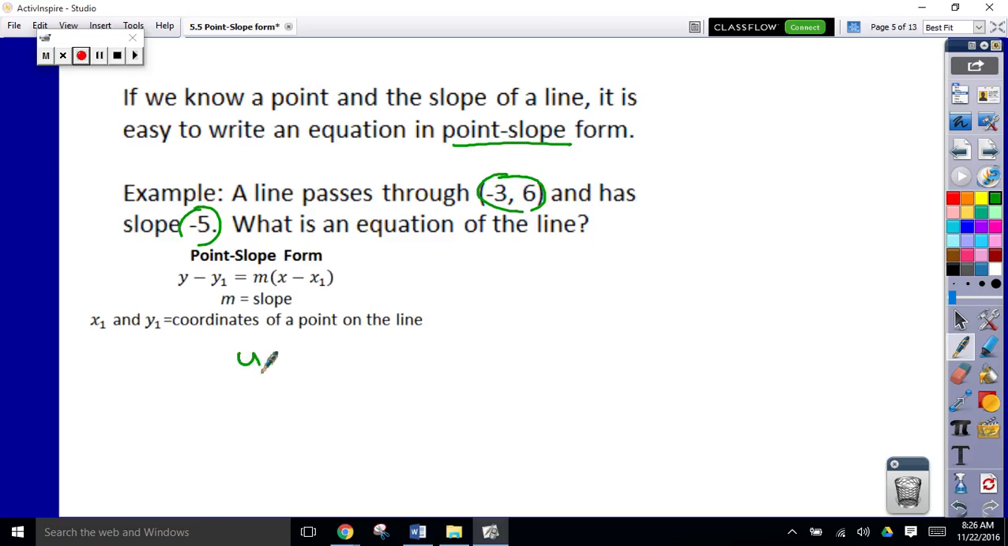So we have y minus y1, which is just the y coordinate from up here. So I'm going to take this 6 and put it right there, equals, my slope is -5, parenthesis, x minus, I'm going to use my x coordinate from up here, and since it's minus a -3, this becomes a plus. Minus a negative is plus. That's all there is to it. We're just plugging in for the letters that are there. Any questions about that?